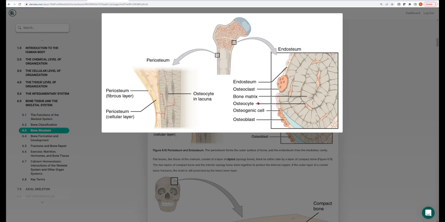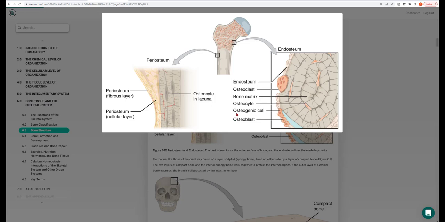So far, the only cell type that you've heard about from me are osteocytes. Osteocytes, again, they live in the lacunae. But there are three additional cell types that I want you to learn about that are found in bone.